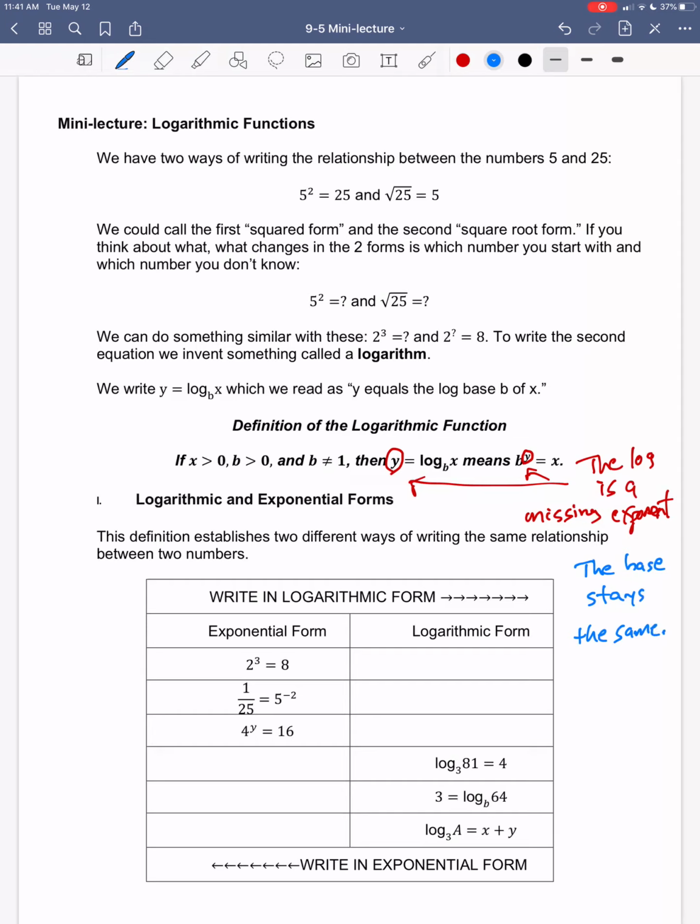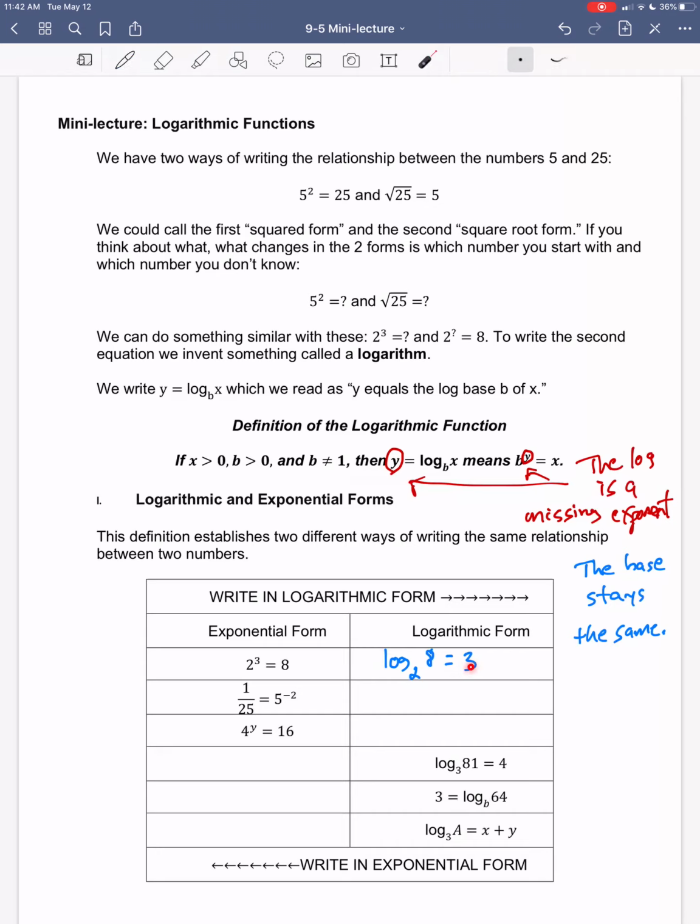So when I look at this first one, exponential form, 2 to the 3 equals 8, what's my base? My base is 2. So the base stays the same. So I have log, and then I need a base. It's going to be base 2. And it's got to be log base 2 of something equals something. What is the log? The log is a missing exponent. So what is my exponent here? It's 3. So the log has to be equal to 3. And so 8 only has one place to go.